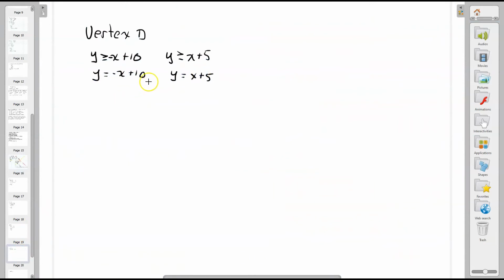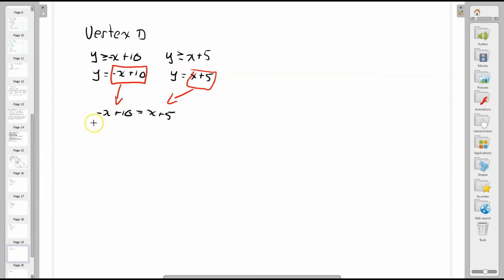In this case now, we've got two variables in both our equations, so it doesn't lend itself as well to substitution. However, it does lend itself well to comparison. So we take the right side of both equations and we bring them down and put them equal to each other. Negative x plus 10 is equal to x plus 5.